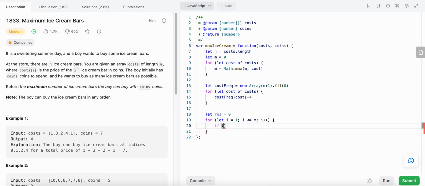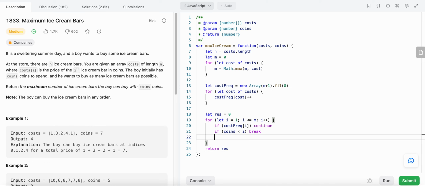And now if the frequency is equal to 0, then we just continue because we don't have to do anything. And if the number of coins we have available is less than the cost of that ice cream, then we break from the loop. We are not able to buy any more ice creams, so we get out of the loop, and then we return our result.